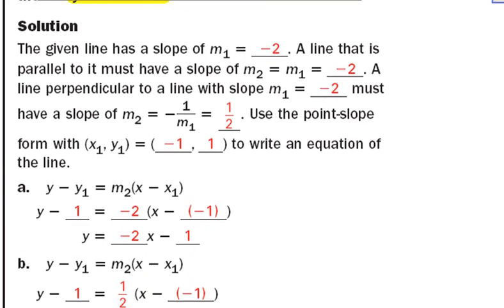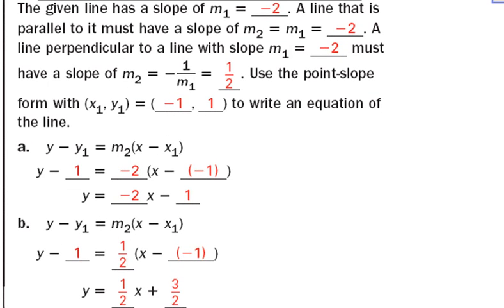And if you need to pause this podcast and look at this, you can see how they do both. So this is the negative 2 line, so this must be the one that's parallel. And when I simplify down, I get this. And this is the one that's perpendicular because they put in the positive 1/2. And when I simplify down, I get this.